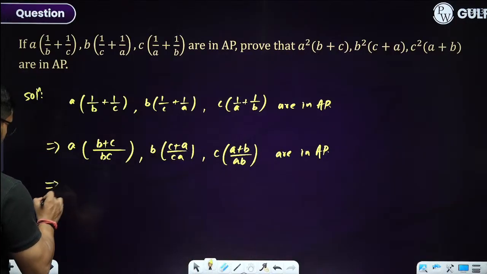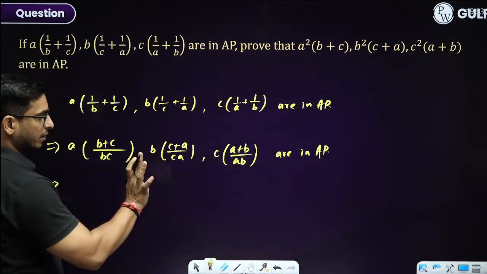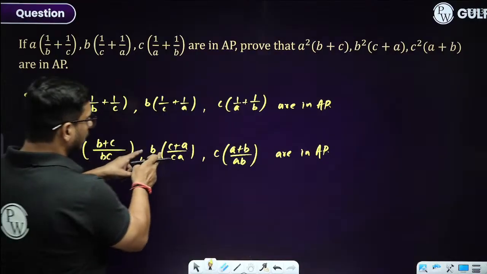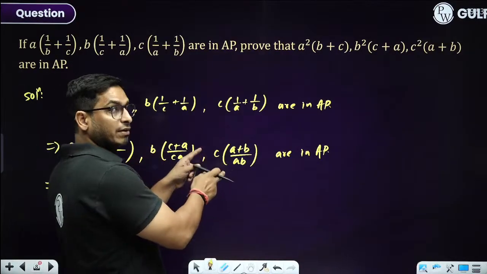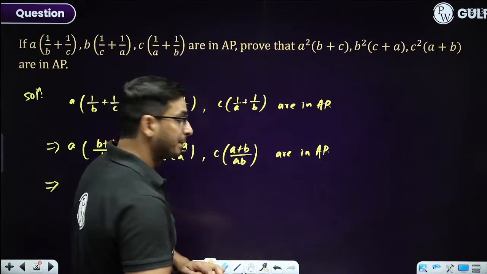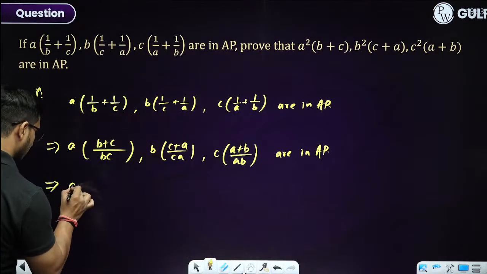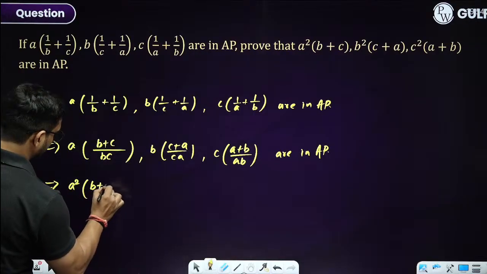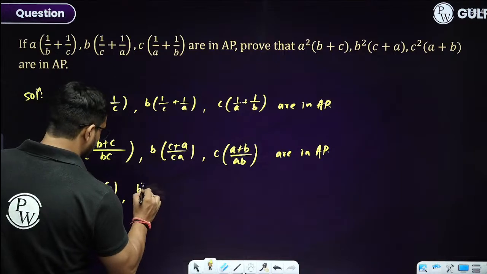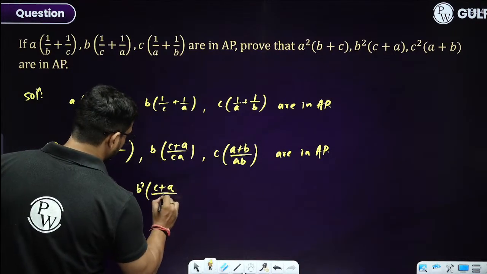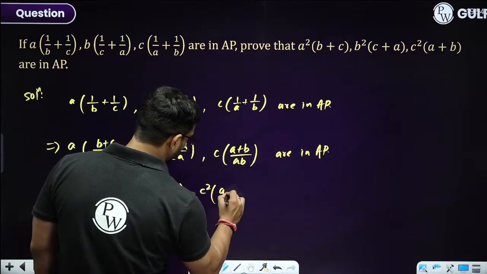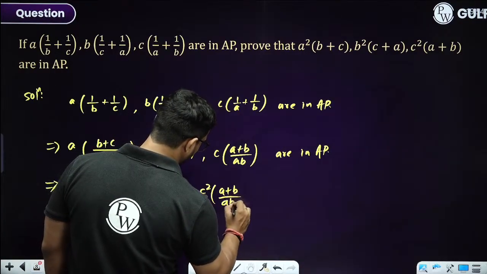Now can we do one thing here? See, we got everything. So if we multiply and divide by A here, multiply and divide by B here, multiply and divide by C, will that help? So this should be A square (B plus C) by ABC, then B square (C plus A) by ABC, then we have C square (A plus B) by ABC.